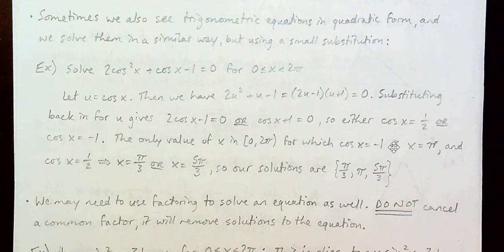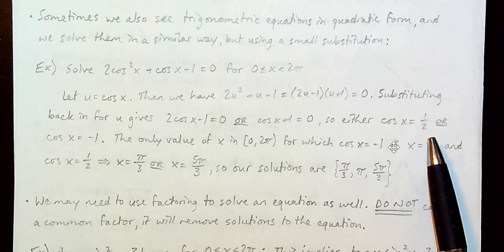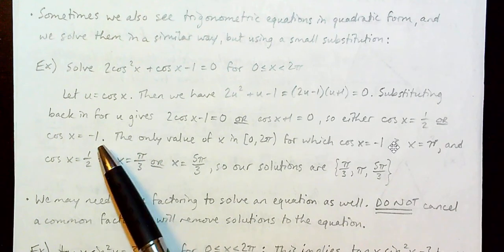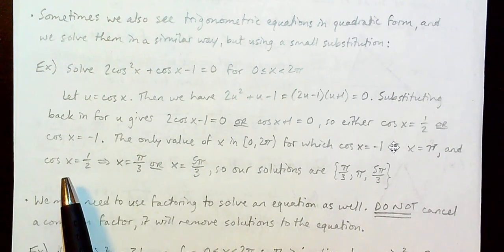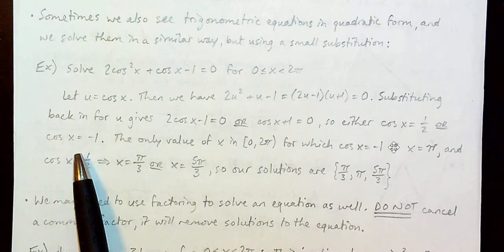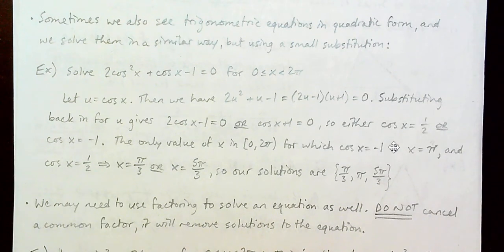So we need to find the angles, or the x values, such that if you plug them into cosine x, you get either 1/2 or you get -1. Well, solving cosine of x equals -1, pretty easy, pretty straightforward. There's only one angle that will make that true, and that angle is pi.